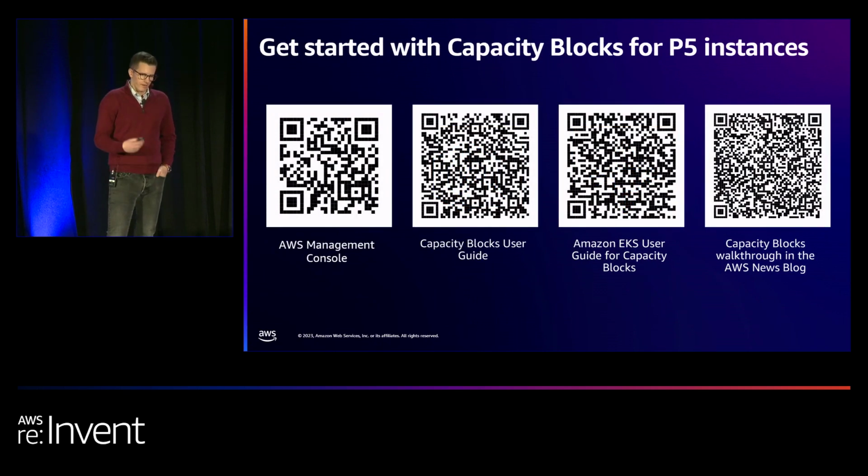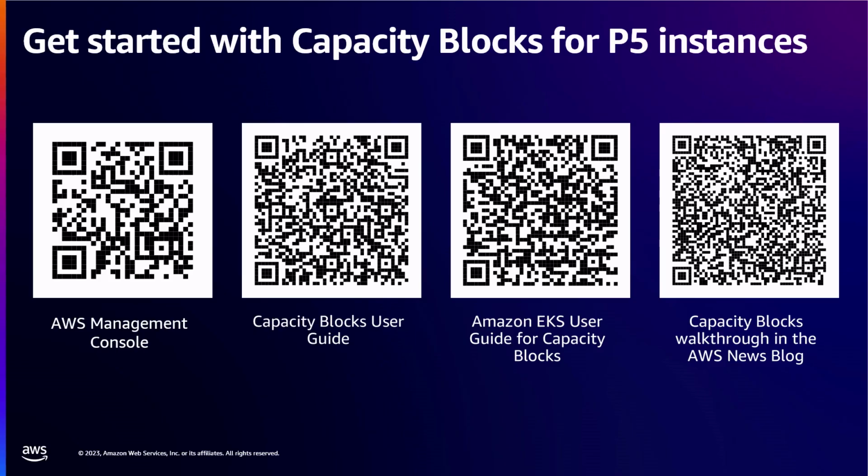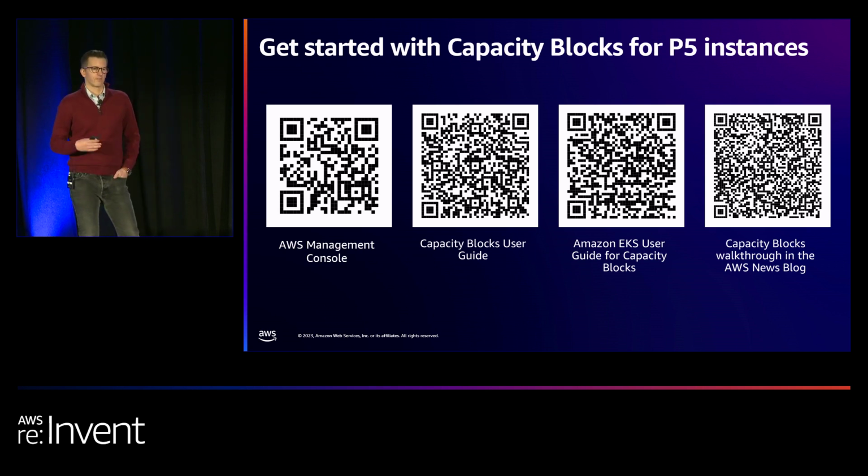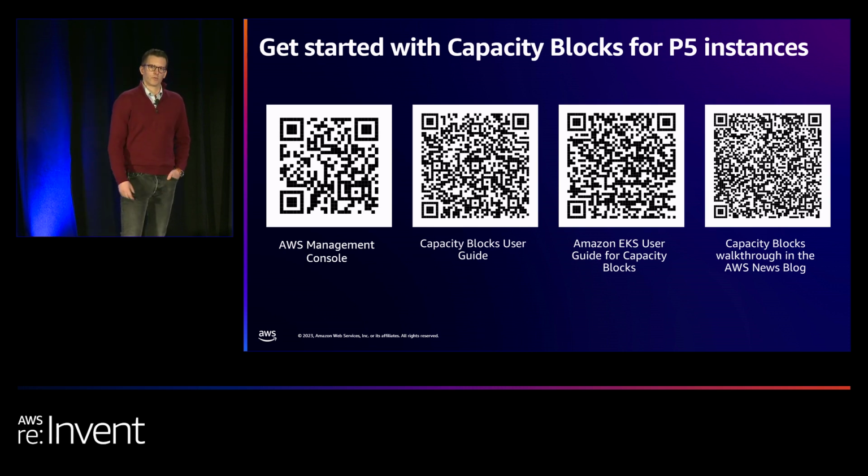So with that, here are some useful links to get started with capacity blocks. I encourage you to check out capacity blocks in the AWS Management Console. It's super easy to get started, so there's a link here. We also have our capacity blocks user guide, as well as the EKS user guide for capacity blocks. The EKS user guide gives a really detailed step-by-step process of how to set up a self-managed node group in an EKS cluster. And then lastly, on the far right, we have a blog post that gives a pretty nice, simple walkthrough of how to use capacity blocks.